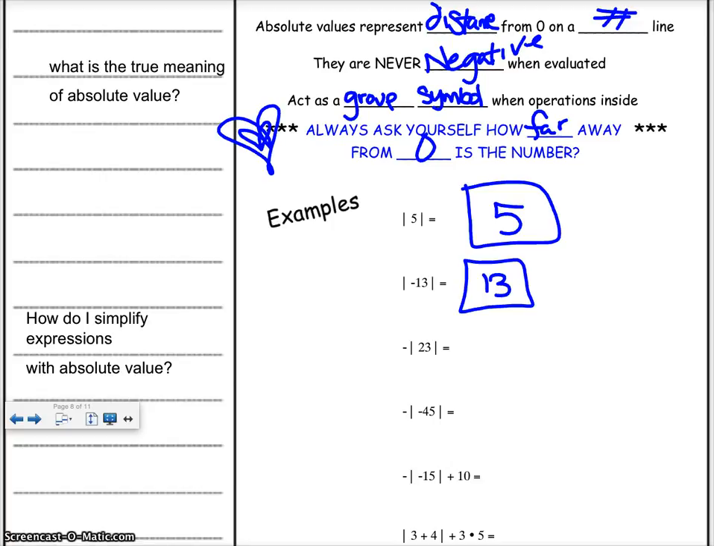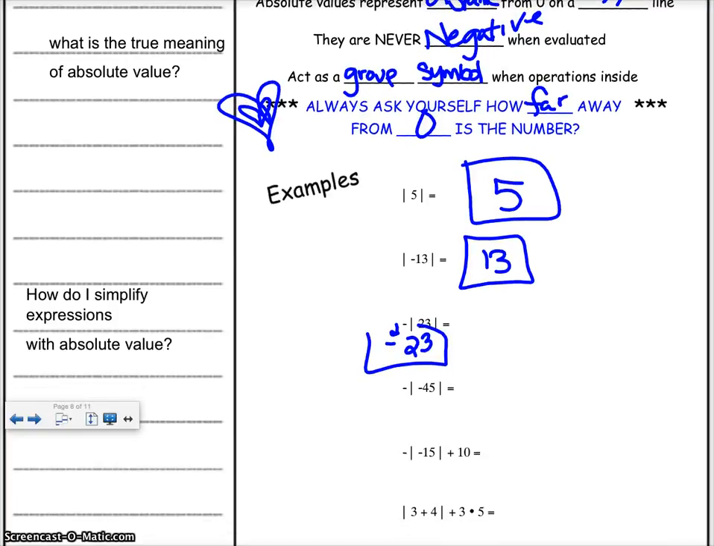Negative absolute value of 23. How far away is 23 from 0? 23. Now look what I'm going to do here. That negative goes down. Do you know why that negative went down? It's not inside the absolute value. If it was inside the absolute value, it wouldn't be there. But do you see how the negative is on the outside? That means negative 1 times that. Or you can just bring the negative down.